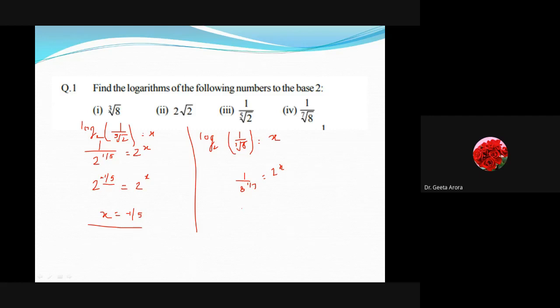So 8 can be written as 2 cube, and outside we have 1 by 7. So if I multiply the 2, I will get 2 raised to power 3 by 7. And if I compare it with 2^x, what should be x? X should be minus 3 by 7, because if I bring it in the numerator, it will give me 2 raised to power minus 3 by 7 is equal to 2 raised to power x. It means x is equal to minus 3 by 7.